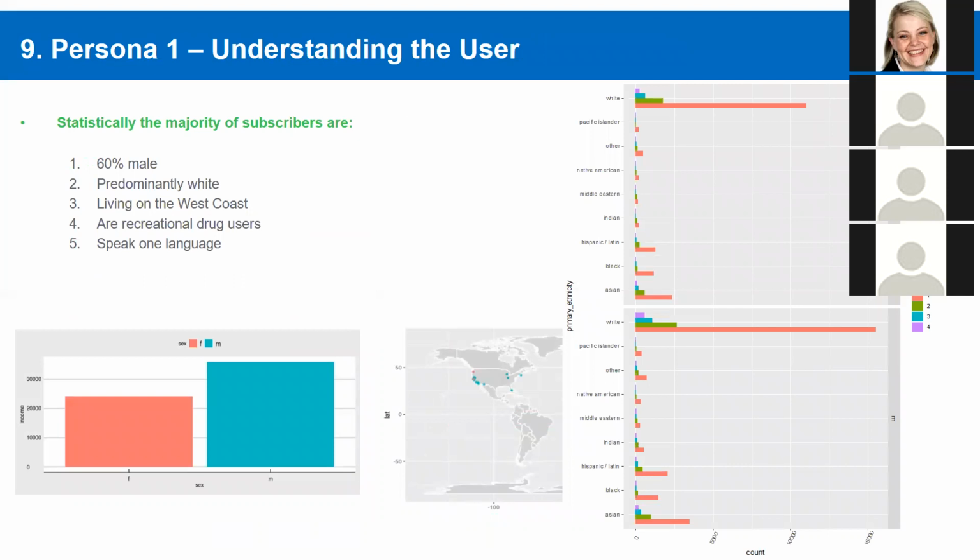So for our first persona, we looked at what does the most normal OK Cupid profile looks like. So most of the OK Cupid profile was based off 60% male, who were predominantly white, living in the West Coast, and used recreational drugs, and spoke one language.